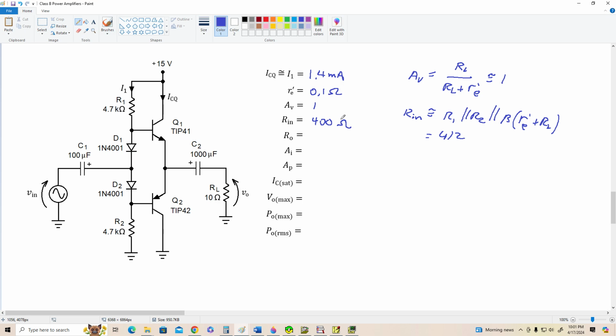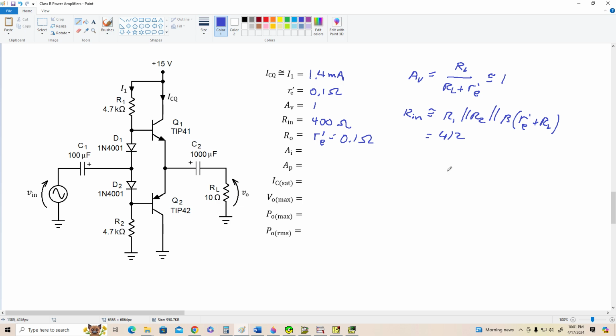Okay, the output resistance. Well, since our source has no internal resistance, when we look back through the transistors, all we're going to see is R prime E. So that's our approximate output resistance, R prime E, which is about 0.1 ohms typically for a power transistor.